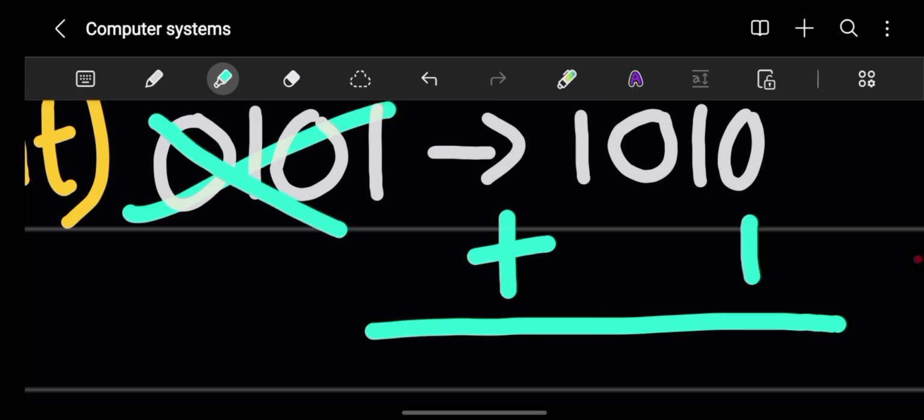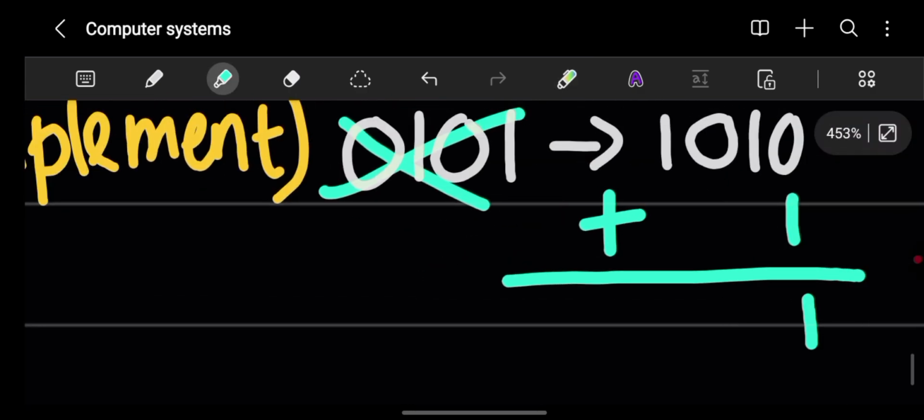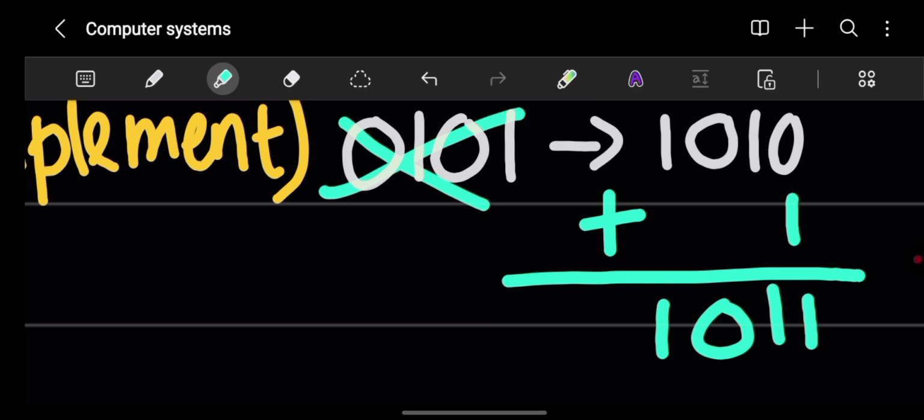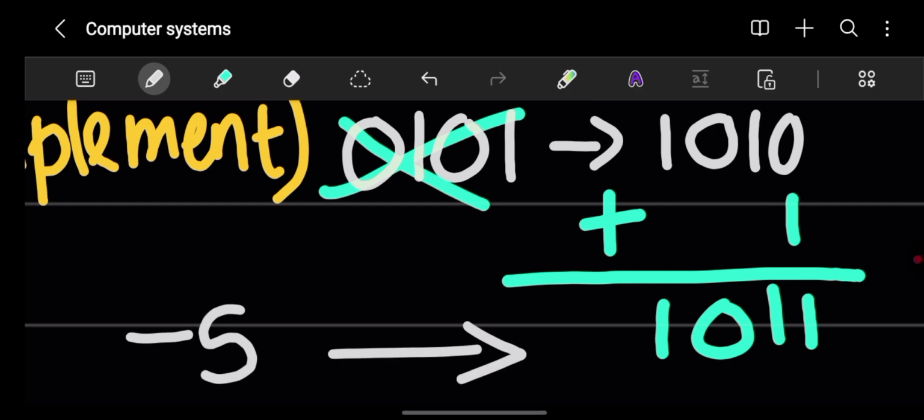We don't care about the initial positive 5 that was given to us. We care about the ones complement that we converted. And then to make it two's complement, you add a 1, and then you calculate. So 0 plus 1 is 1. 1 plus 0 is 1. And 0 plus 1 is 1, 1 plus 0 is 1. Treat the empty spaces as zeros, like you don't have anything there. So when you're calculating, you're treating that empty space as a 0. And this is now -5 in two's complement representation.